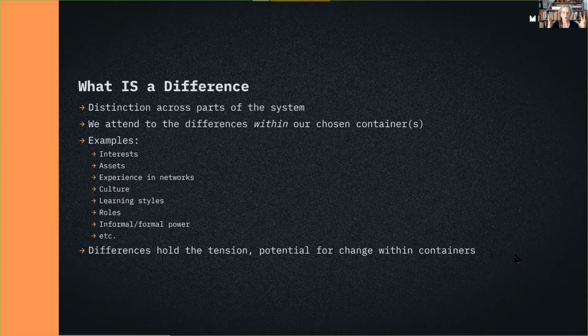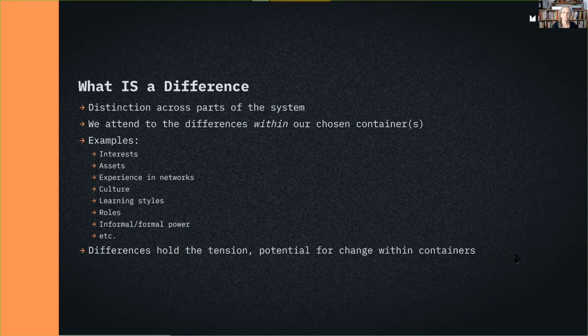A thing to note is if we zoom in and if we zoom out, we change the container. As the container gets bigger, the differences can become subcontainers. So it's not as if we're saying this label is always a container, or it's always a difference. It depends on how zoomed in or out we are.